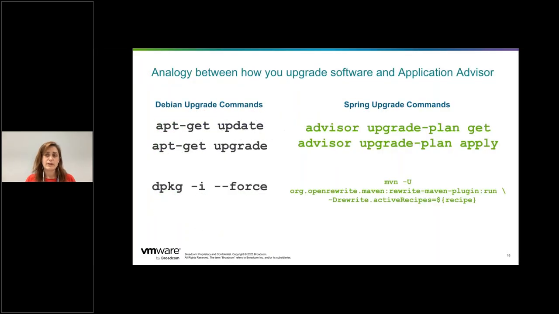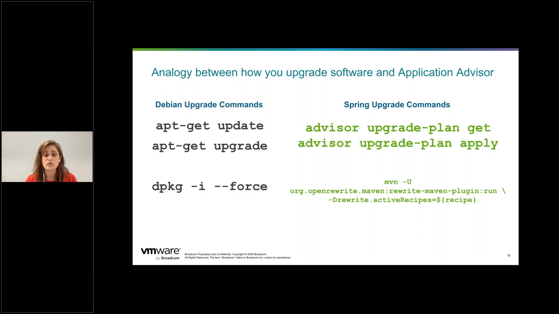Something I want you to remember about Application Advisor, which I think is a good analogy, is that if you have ever used commands to upgrade your Linux or Debian laptop or any machine, the process is: let's see what the latest versions available are, and is there any possible way to upgrade the tools I have already installed. These are the apt-get update and apt-get upgrade commands. And sometimes there is no combination available. The equivalent commands for upgrading Spring are advisor upgrade plan get and advisor upgrade plan apply.